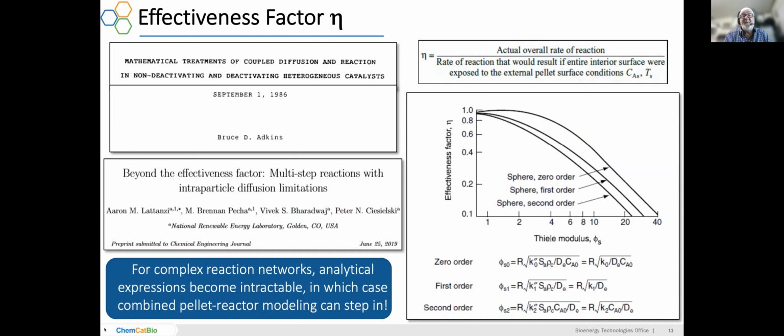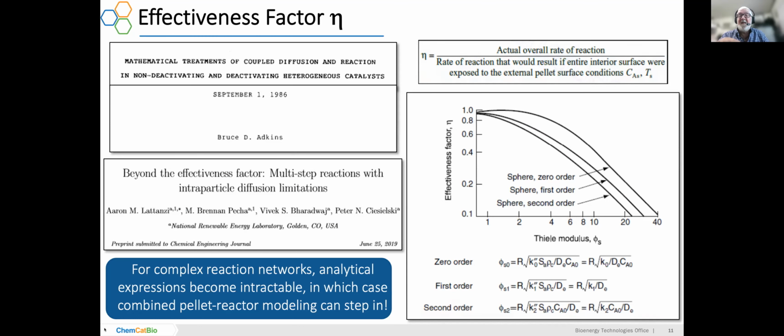Now, this is a concept that's been around for a long time, since the 40s and 50s, actually. It's basically a ratio of the overall actual rate of reaction divided by the rate of reaction that would exist if all the catalyst surface area saw the bulk composition and temperature. All right, so it's the effect of the diffusion on shutting down or slowing down our reaction.